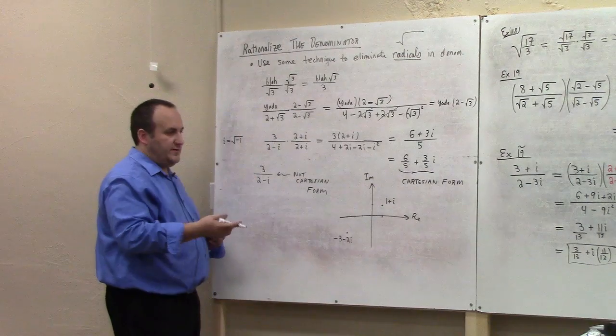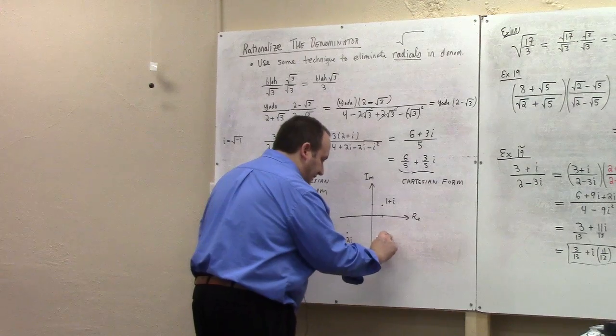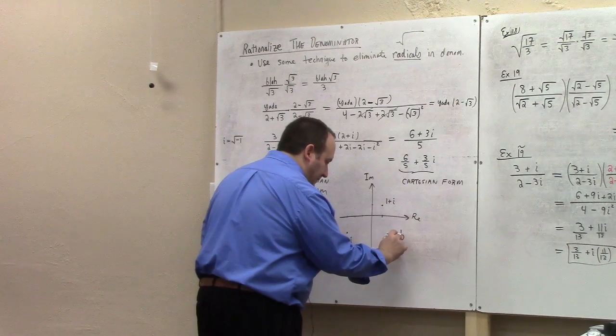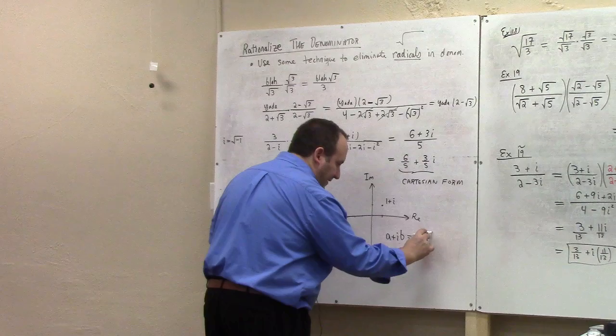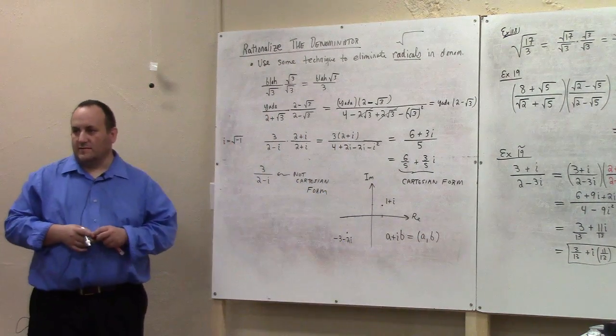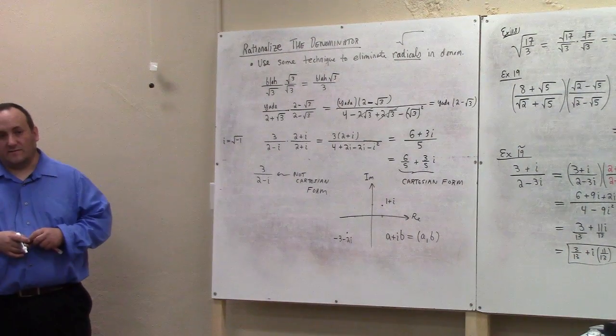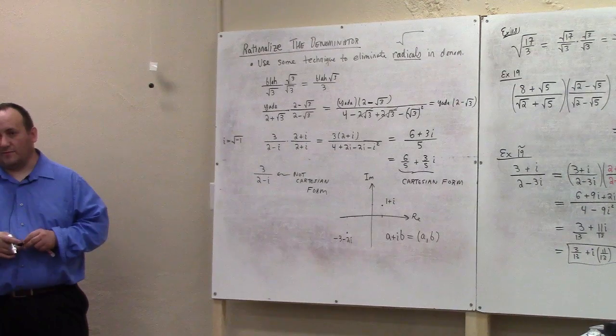In the complex plane, the way it works is that a plus ib you think of as the point (a, b). You guys already know how to plot points in the plane. If you want to plot points in the complex plane, put them into Cartesian form and you can just read off the x and y coordinates.